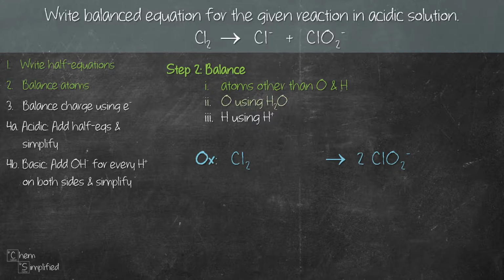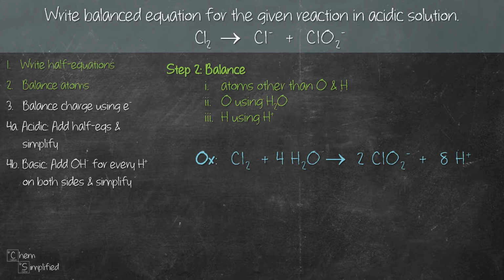Next, we balance oxygen using H2O. On the left hand side, we don't have any oxygen. On the right hand side, we have 4 oxygen. So that means we're going to add 4 H2O on the left hand side. And because of that, we now have 8 hydrogen on the left hand side and no hydrogen on the right hand side. So we're going to add 8H plus on the right hand side. And with that, we're done with balancing oxidation half equation.